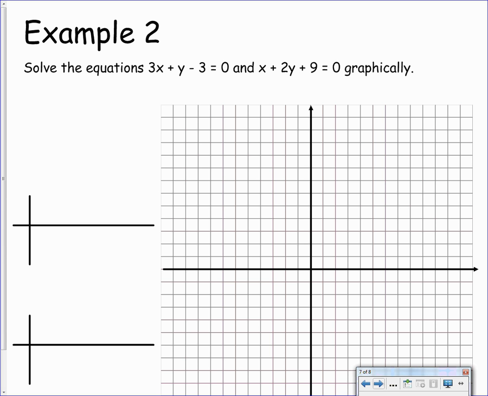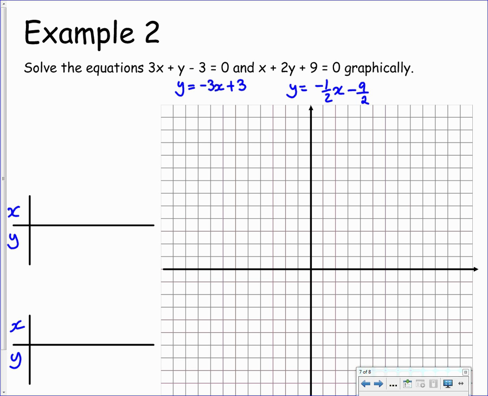So for the first one, we've got 3x plus y minus 3 equals 0. So let's bring the 3x and the negative 3 over to the right hand side. So that gives us the equation y equals negative 3x plus 3. And for the second one, x plus 2y plus 9 equals 0. We need to bring the x over and then divide by 2. So that gives us y equals negative a half of x minus 9 halves. So we've got some tricky fractions to deal with this time. So insert table of values, you want x and y for both.